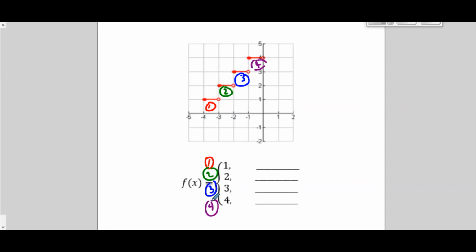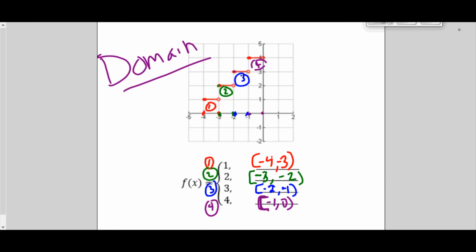Try to find the domain of each of those pieces of the function. So remember, it's smallest x to the largest x for the domain. So give it a try. Pause the video. When you unpause it, I'll have worked out the solution for that one. So I'm going to go through and explain each of these pieces of the domain.